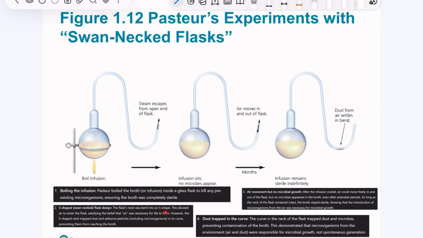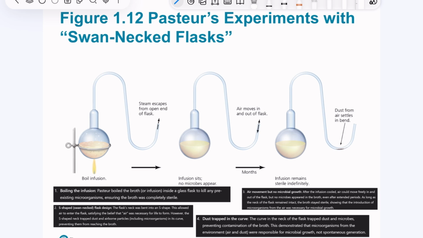The flask neck was bent into an S shape, which allowed air to enter the flask, satisfying the belief that air was necessary for life to form. However, the S shape trapped the dust and the airborne particles in its curve, preventing them from reaching the broth. After the infusion cooled, air could move freely in and out of the flask, but no microbes appeared in the broth, even after extended periods.